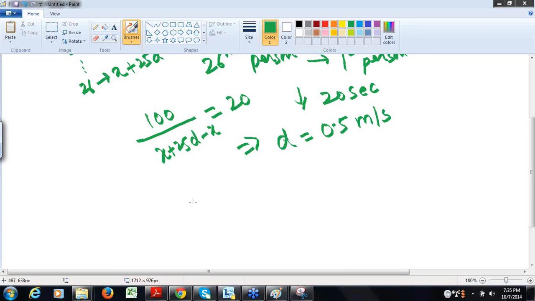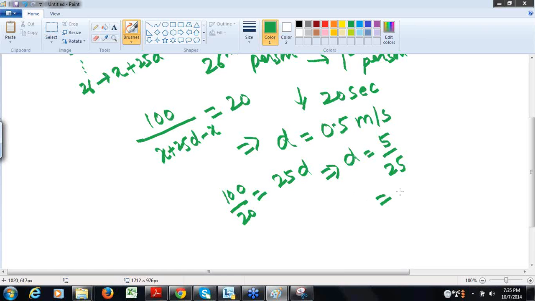Now, in calculating D also people have a problem, so let me calculate it for you. See, 100 upon 20 is equal to 25D, which implies D is equal to 5 upon 25. It is coming out to be 5 upon 25, that means 1 by 5. Sorry, it is 0.2 meter per second. Okay, it's 0.2 meter per second.